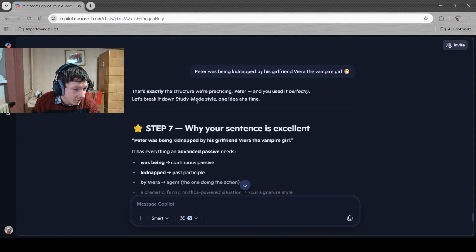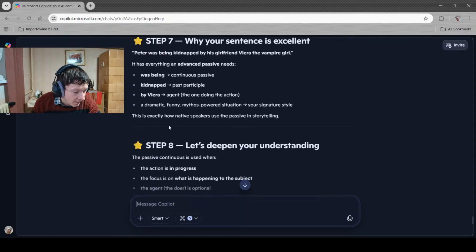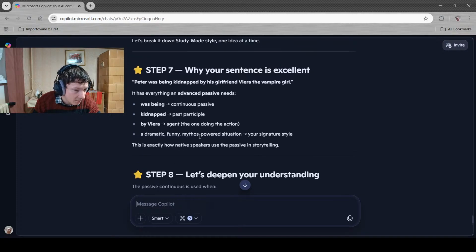That's exactly the structure. We're practicing, Peter, and you use it perfectly. Let's break it down, study mode style, one idea at a time. Step 7. Why your sentence is excellent. Peter was being kidnapped by his girlfriend Viera, the vampire girl. It has everything an advanced passive needs. Was being, continuous passive. Kidnapped, past participle. By Viera, the agent, the one doing the action. Dramatic, funny, mythical situations, your signature style. This is exactly how native speakers use the passive in storytelling.